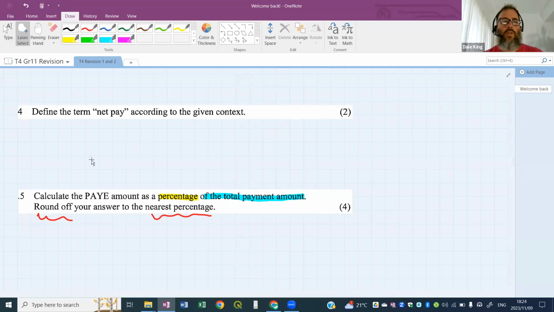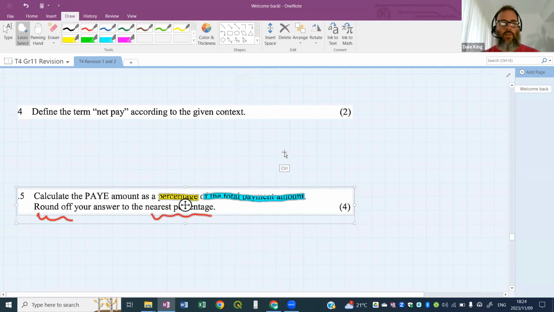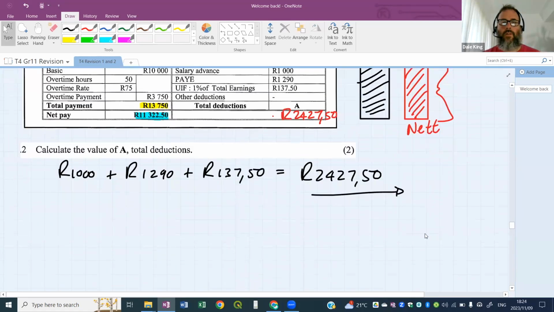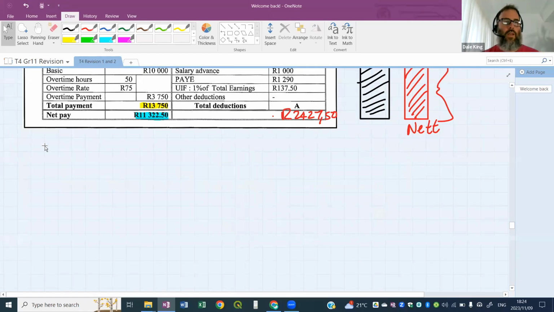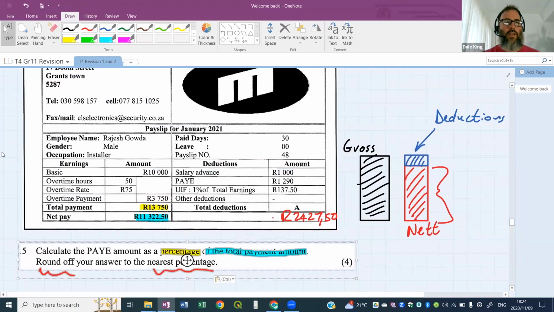Okay, now I'm going to take all of this and move it up so we can look at it over here. All right, let me just remove this and I'll bring this question up here so you can see the question and the information. There we go. So calculate the PAYE as a percentage of the total payment amount. Round off your answer to the nearest percentage.